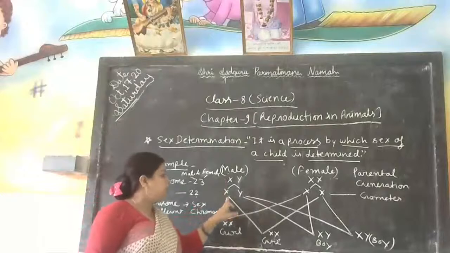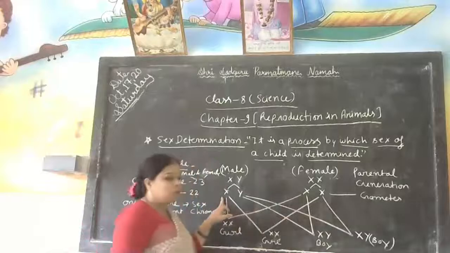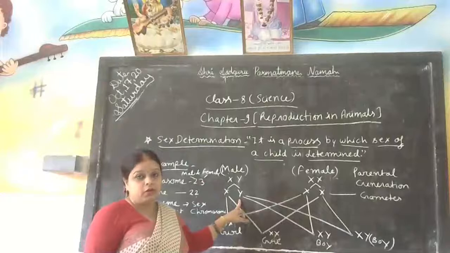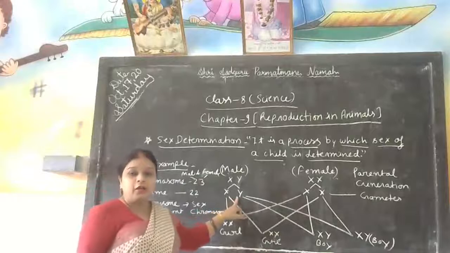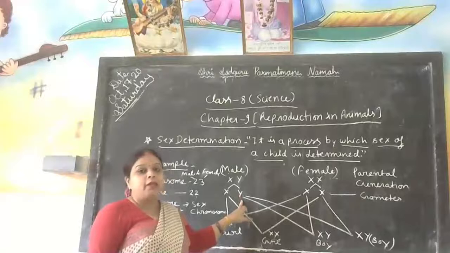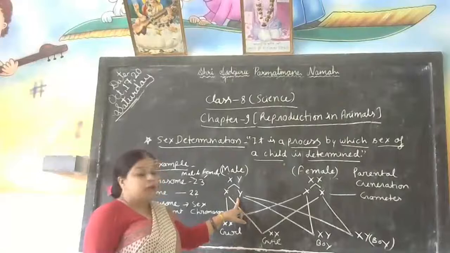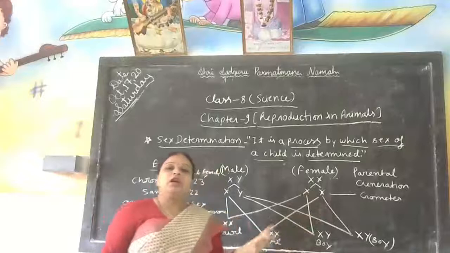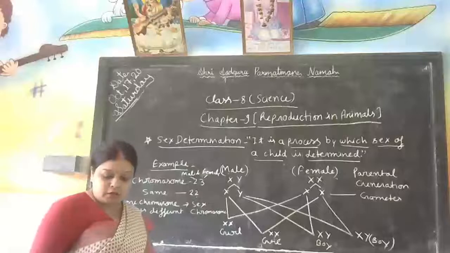So in case of male, XY, and in females, XX. So you can see that in this case, Y is different. This decides that the child will be boy or girl. If this Y gamete from the male fuses with X, then the child will be a boy. Okay, is that clear?